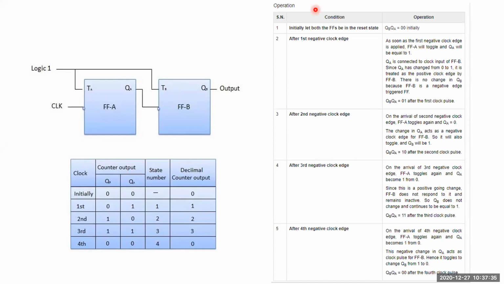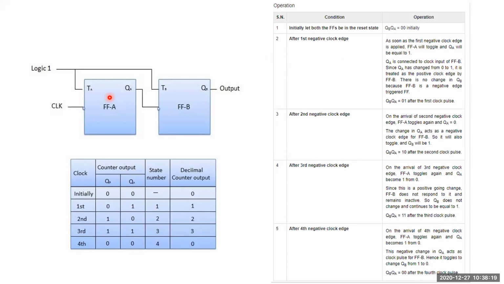See now, initially if I talk about the operation, initially let both the flip-flops be in the reset state. Reset state means what? Both the outputs QA and QB will initially be 0 0. Now the second case: after the first negative clock edge has arrived, what happens? As soon as the first negative clock edge is applied over here, the flip-flop A will toggle. Toggling means what? It will not be resting at one position. It will just be going on 1 0 1 0 1 0 1 0.